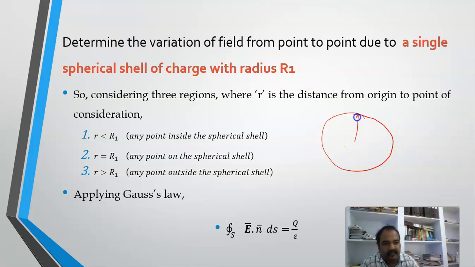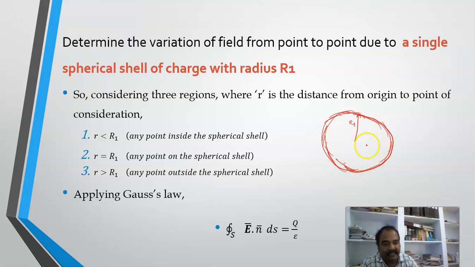This entire radius is R1. Now I'll take three regions. One region is where the surface is filled with charge. So now I do have three options.